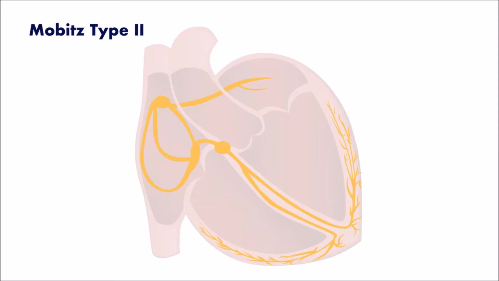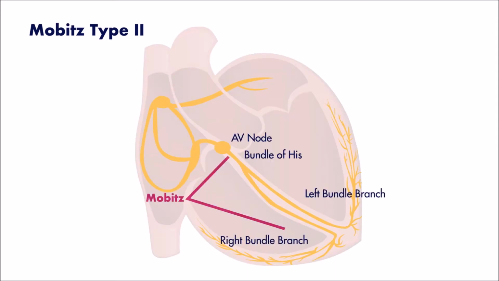In Mobitz Type II second-degree AV block, the underlying disease is located within the His-Purkinje system. This block can occur below the AV node, within the bundle of His, or within the bundle branches. This is characterized by unpredictable failure of the His-Purkinje pathway to conduct the impulse from the atria to the ventricles.